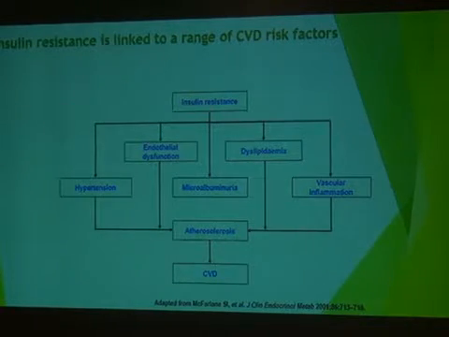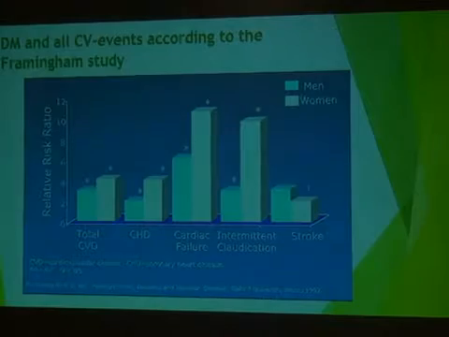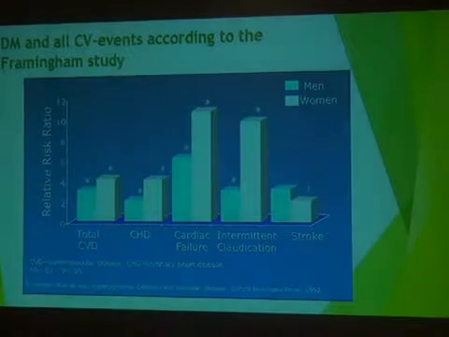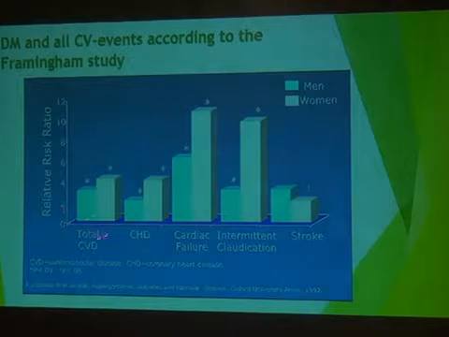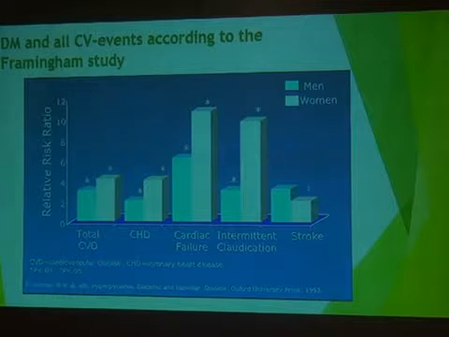This is just a table to give you an idea of the things that should come to your mind with your patients with diabetes. This is the Framingham study, showing the relative risk ratio for total cardiovascular disease, patients with heart failure and hospitalized for heart failure, and patients with peripheral vascular disease. Peripheral vascular disease, acute or chronic limb ischemia, are usually quite forgotten by us.